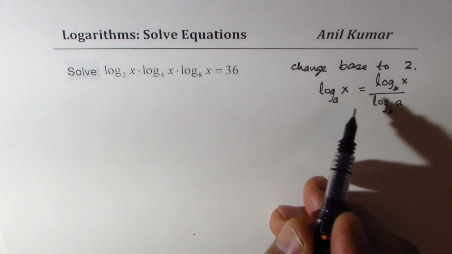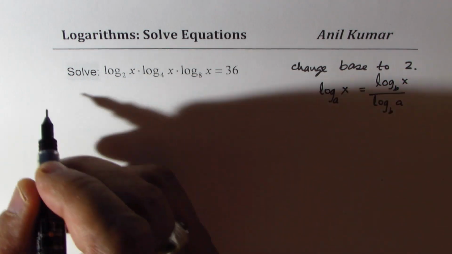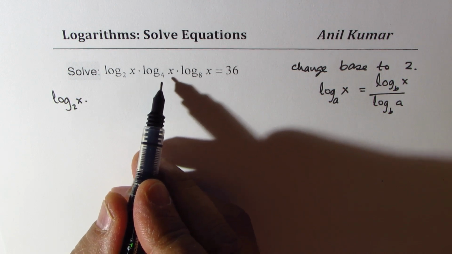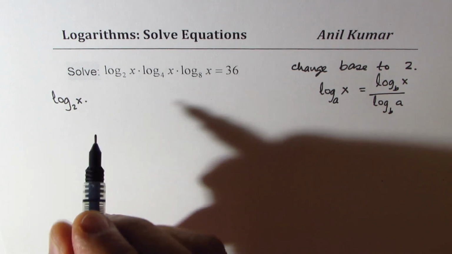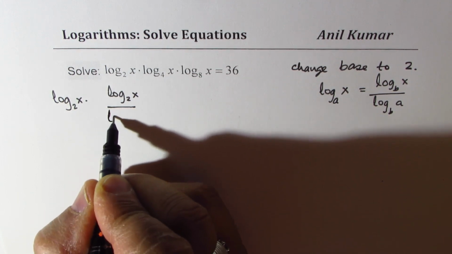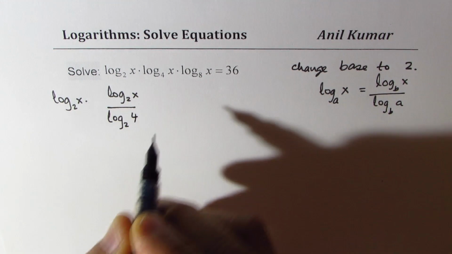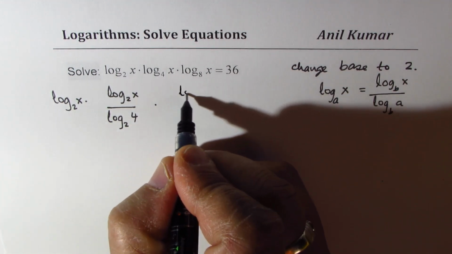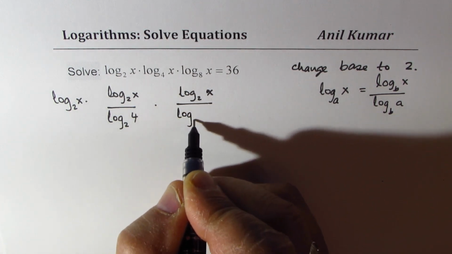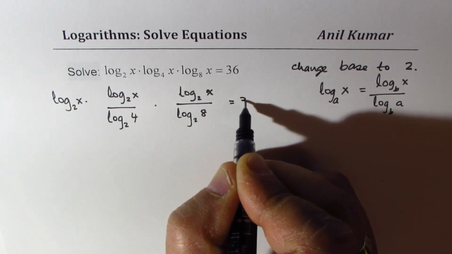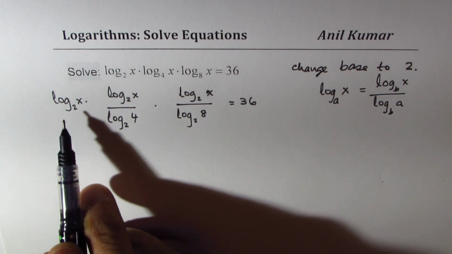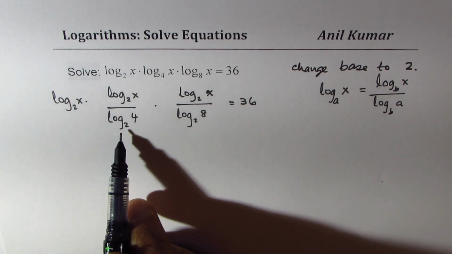So we are going to apply this change of base formula and rewrite the equation. We have here log to the base 2 of x, we'll keep it as such. Now 4 has to be changed to 2. So we can write this as log to the base 2 of x over log to the base 2 of 4. Correct? Then the next one becomes log to the base 2 of x over log to the base 2 of 8 equals 36. Perfect. So we have applied the change of base formula to get everything in log to the base 2.